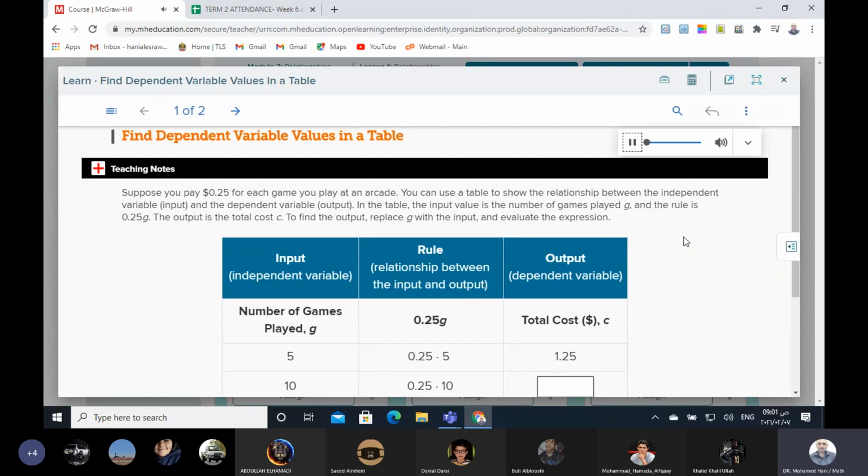Find dependent variable values in a table. Teaching notes. Suppose you pay 25 cents for each game you play at an arcade. You can use a table to show the relationship between the independent variable, input, and the dependent variable, output. In the table, the input value is the number of games played G, and the rule is 0.25 G. The output is the total cost C. To find the output, replace G with the input, and evaluate the expression.